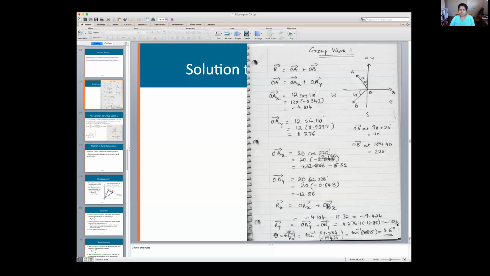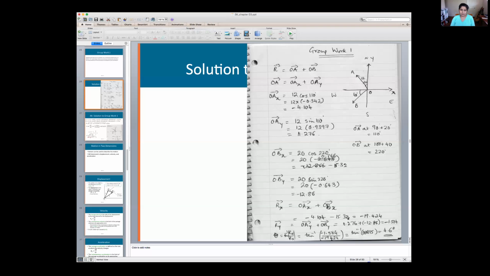I can find the magnitude and the direction. Let's look at the direction. The direction is going to be given by tan inverse of the y component, negative 1.5, divided by the x component, negative 19.4. When you put this into your calculator, you're going to get an angle of 4.6. Remember, this is going to be towards the right of the y-axis. We were not expecting a result along the right; we are expecting a result in the second or third quadrant. So we need to add 180 degrees to this.